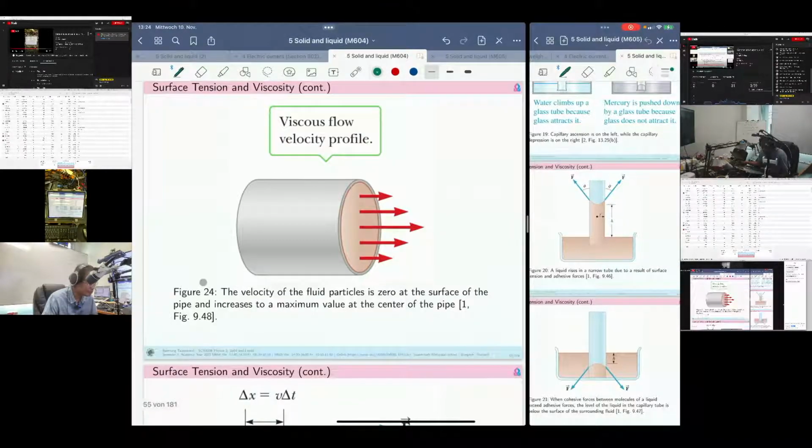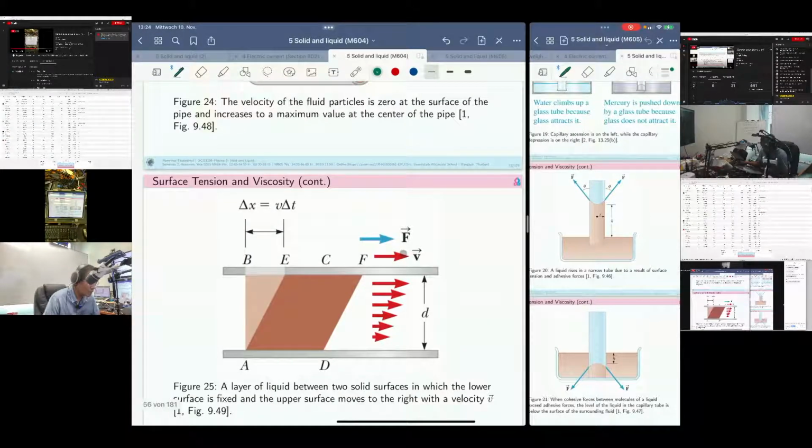The velocity of the fluid particles is zero at the surface. We would say it has zero movement, no movement, because the friction is very large at the surface of the pipe, and the velocity increases to the maximum value at the center of the pipe. All right, and what else?